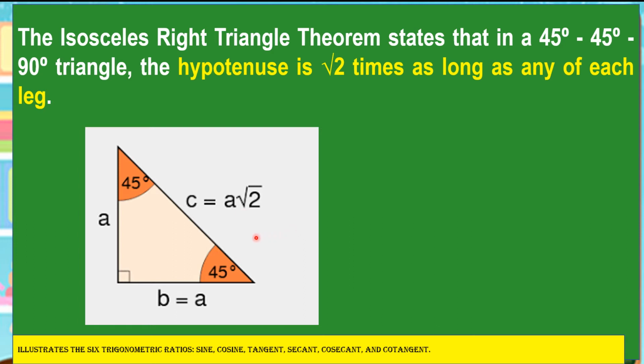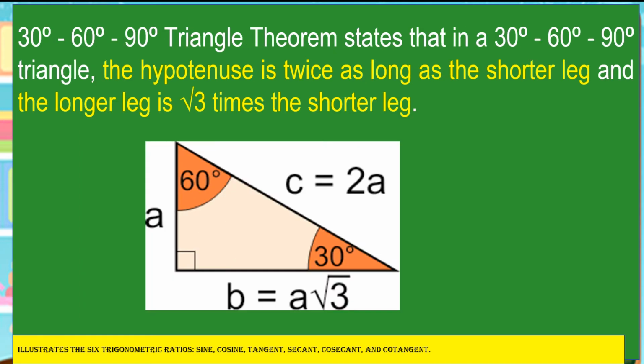So if the value of A is equal to 3, therefore the value of B is equal to 3, and the value of C is 3 square root of 2. Then another special right triangle is the 30-60-90 triangle theorem. It states that the hypotenuse is twice as long as the shorter leg, and the longer leg is square root of 3 times the shorter leg.